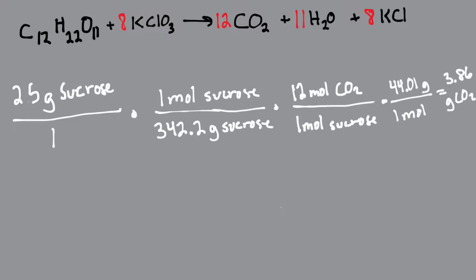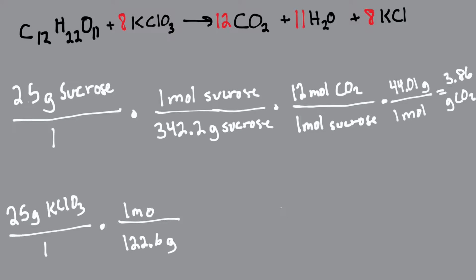And I get a number of 3.86 grams of CO2. Alright, so we're going to do the same thing, but for KClO3, just like right below it. For KClO3, we have 25 grams that we've been given. So 25 grams of KClO3 over an arbitrary 1 times the molar mass, because we're going to go from grams to moles. We have to divide by molar mass. The molar mass is 122.6, so that's 122.6 grams for 1 mole, because that is a conversion factor.